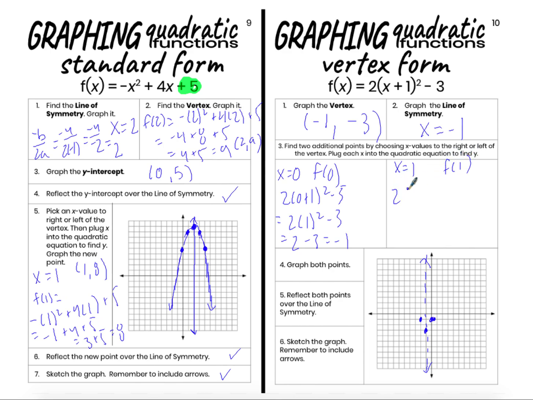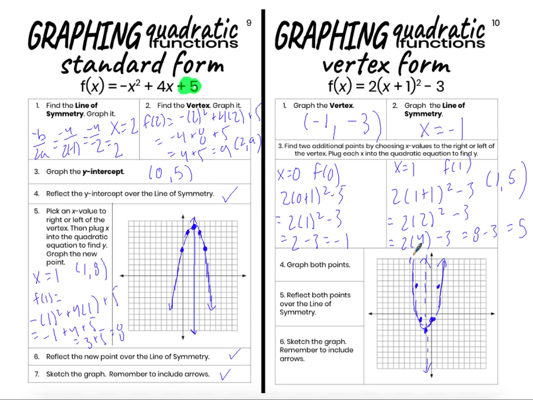f of 1 is 2 times 1 plus 1 squared minus 3. Correct order of operations, inside the parentheses first. Then the exponent. Then we multiply, and then we subtract. That gives me my next point, x equals 1, y equals 5. 1, 2, 3, 4, 5. And I'm just going to reflect that point, 2 to the right, 2 to the left. And that gives me my 5 required points for graphing a quadratic function.